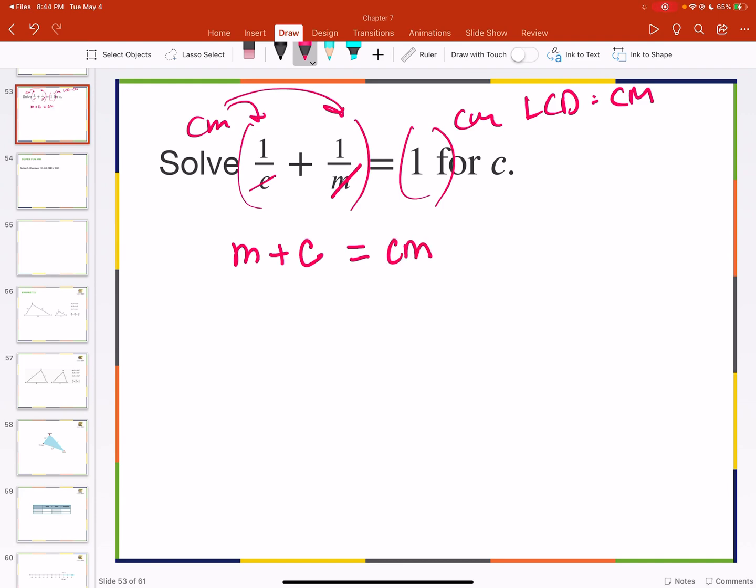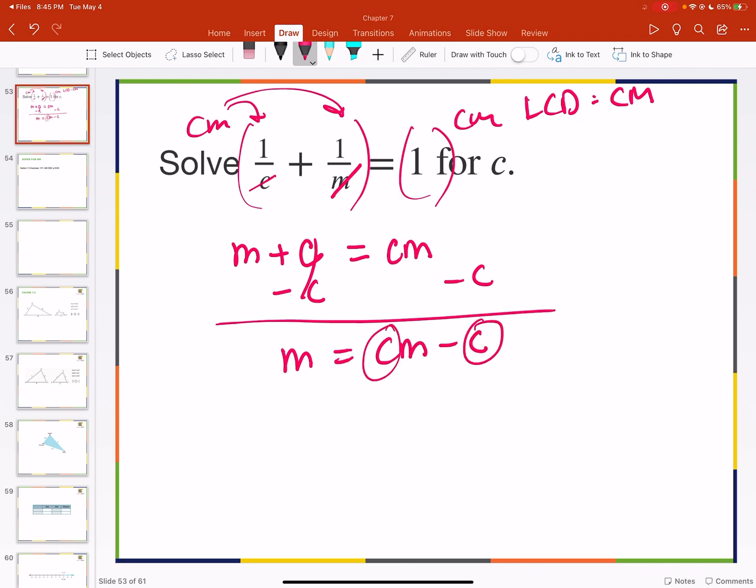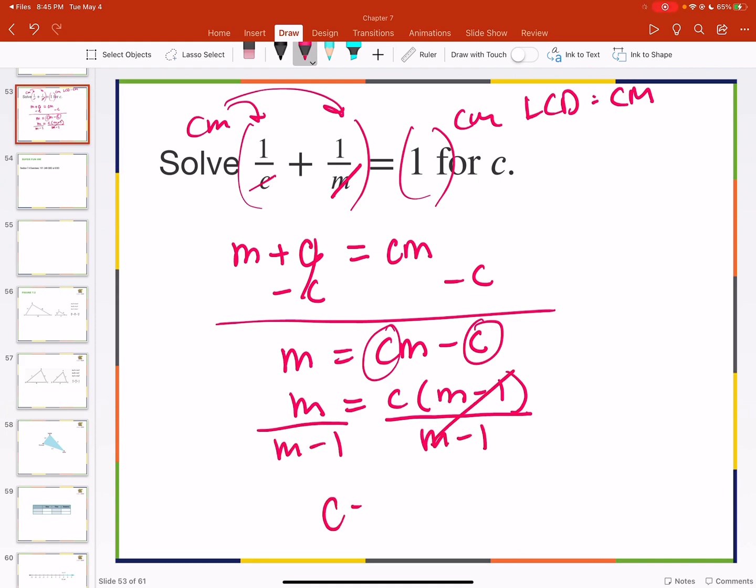So then we need to combine. Let's move the c's over here. So we get m is equal to cm minus c. We're solving for c, so let's factor out a c here. We're left with m minus 1. So now to get rid of that, just divide everything by m minus 1. So final answer, c is equal to m over m minus 1, and that is it.